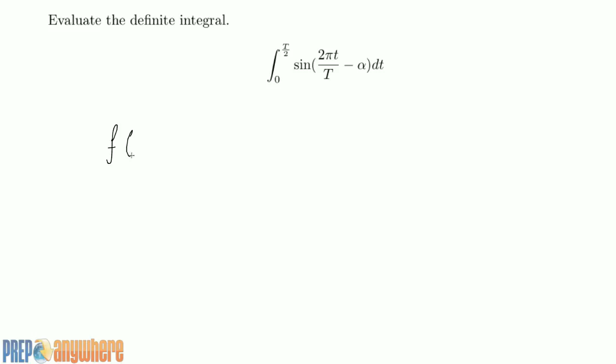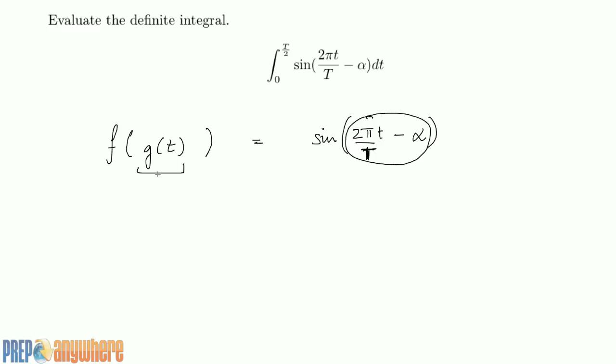We have f, our outside function, in this case is sine of something. What is that something? The inside function g of t is 2 pi times t divided by capital T, don't mistake this with little t, capital T is a constant, minus alpha. And so this inside function is going to give us our substitution. Let's make our substitution. U is equal to 2 pi t divided by capital T minus alpha.